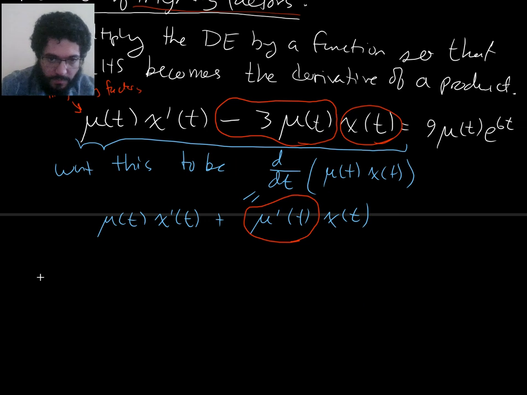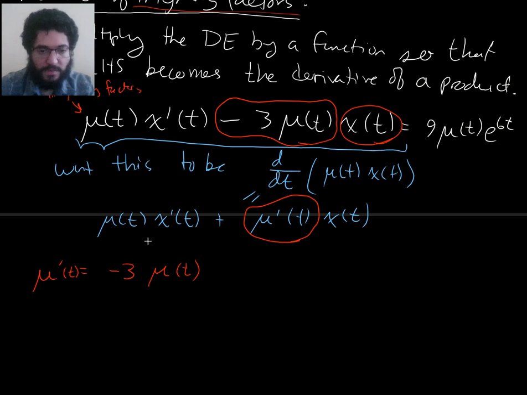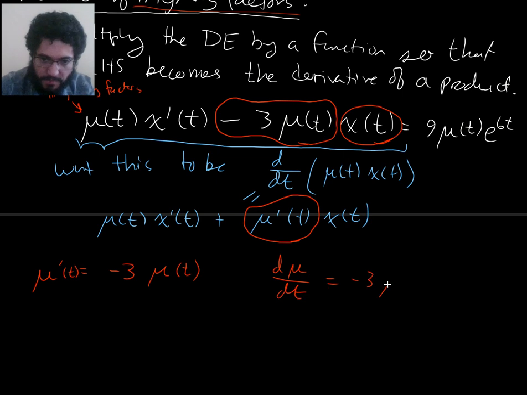So now, mu prime equals minus 3 mu. Maybe I should write the t dependence. This is a differential equation in mu, right? You could write it as d mu dt equals minus 3 mu. This is a differential equation in the unknown function mu. So let me solve this differential equation to find mu, then go back to my original differential equation and use mu to solve that.